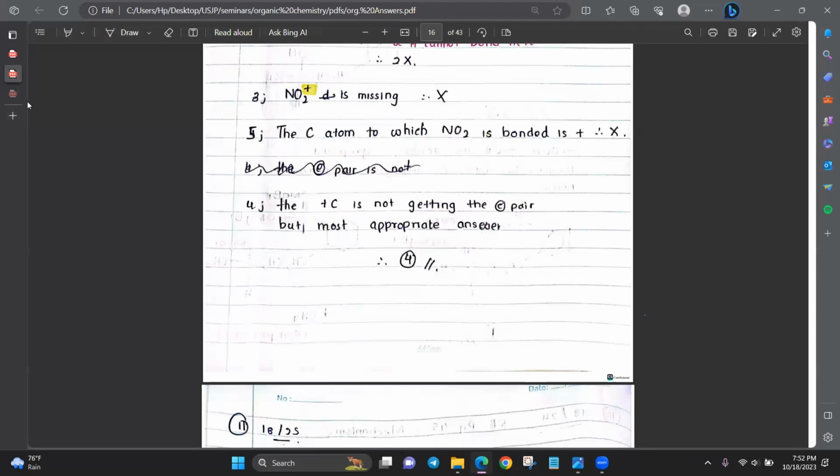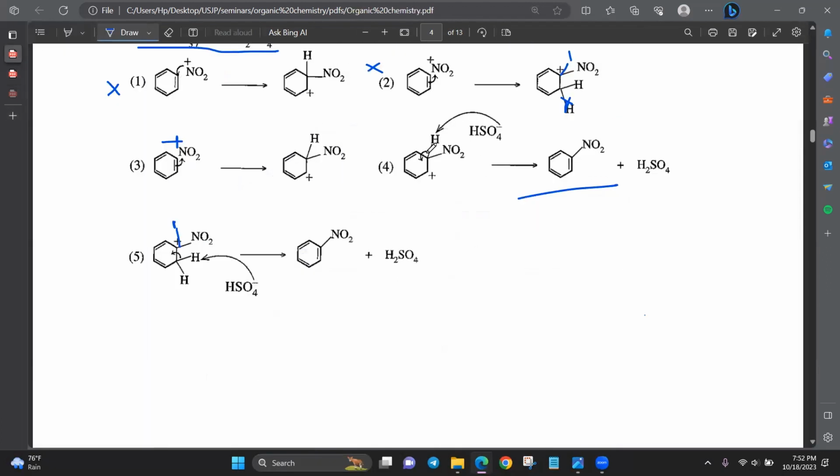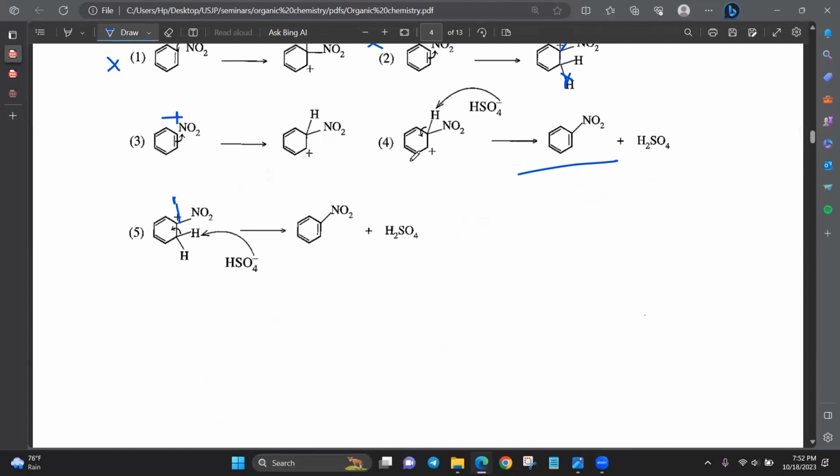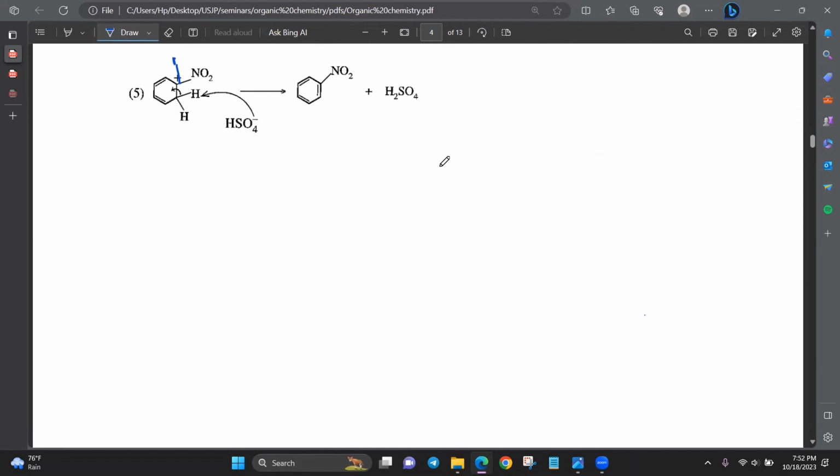The plus carbon is not getting the electron pair. It shows like this carbon is getting the electron pair. But this carbon only should get this electron pair from nitrogen when it leaves with HSO4 minus. So that is not shown properly, but this is the most appropriate answer we can take. Depending on the direction of the arrow, we can decide, but whether it is this carbon or this carbon can be a slight mistake. The actual thing is this arrow should be coming to this carbon. I can't draw it properly, sorry. So this is the most appropriate answer, and we are going to answer number 4.